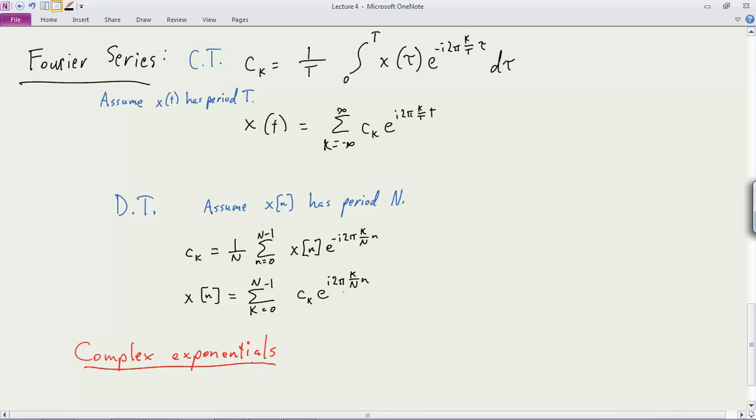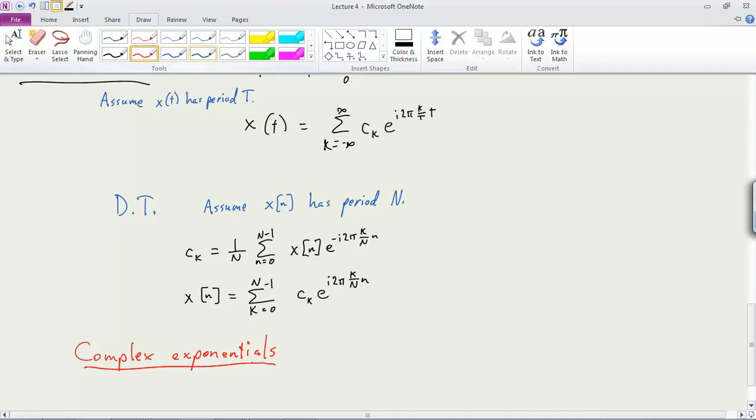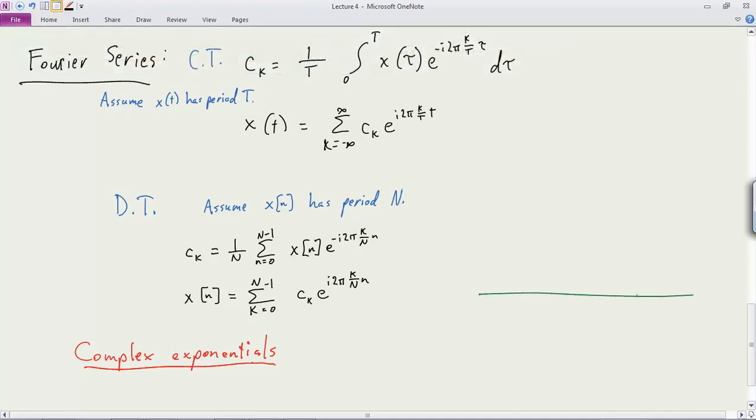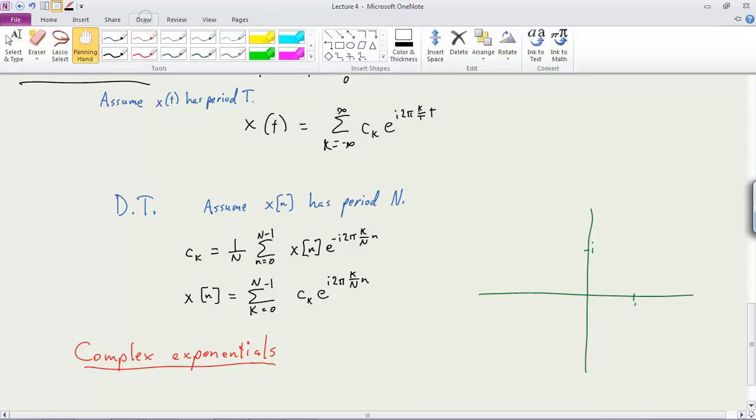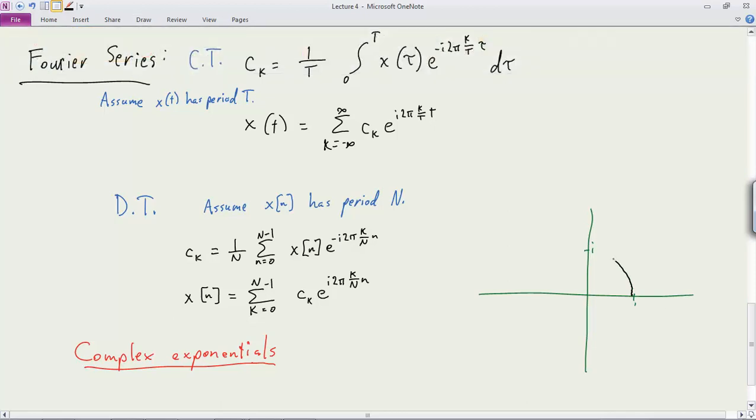We have Euler's identity to understand e to the i something, but let's try to get some more intuition about it, because after all, we're using these to compose our signal. First of all, realize that a complex exponential lives in the complex plane, and here's the 1 and here's the i. What's the magnitude of this term? It's always magnitude 1. So here's a circle of magnitude 1. It's a unit circle.